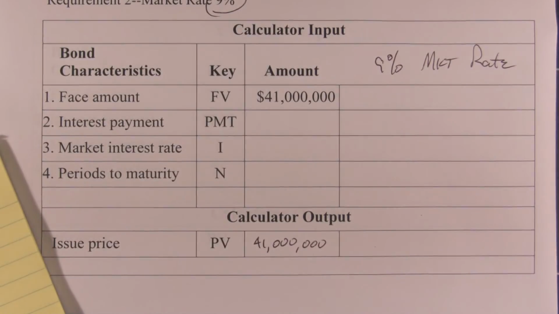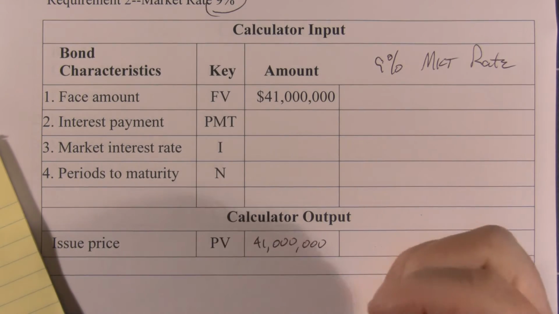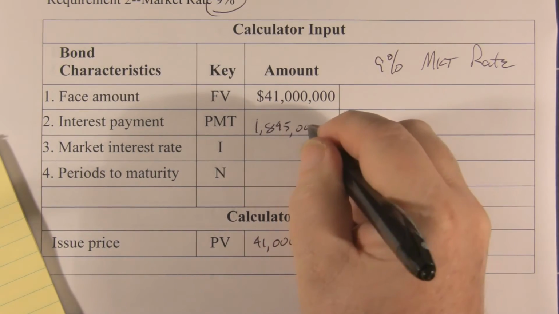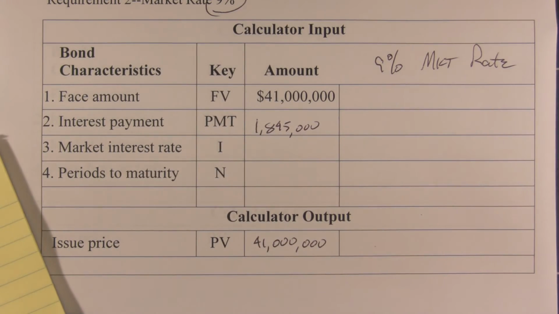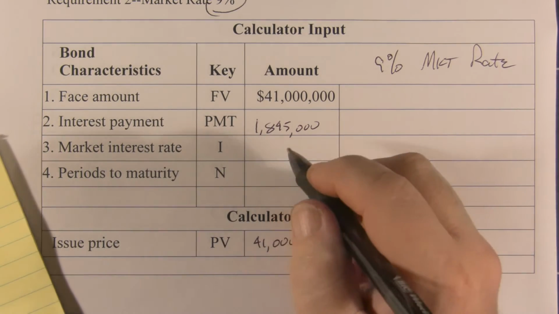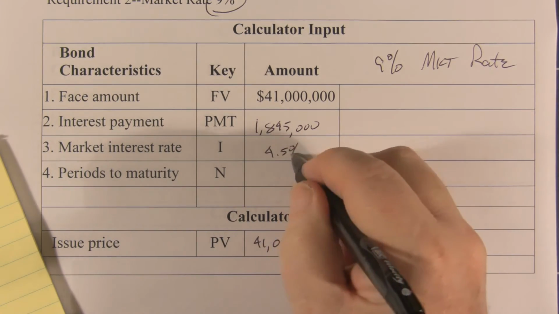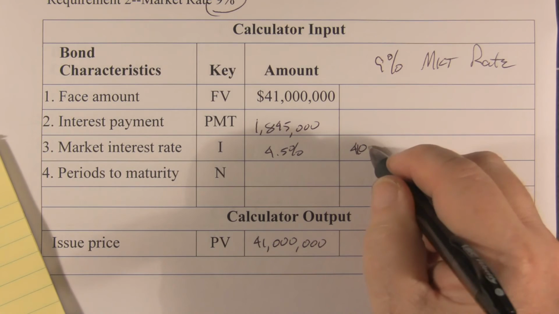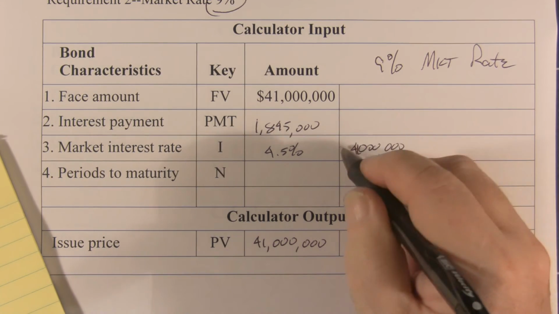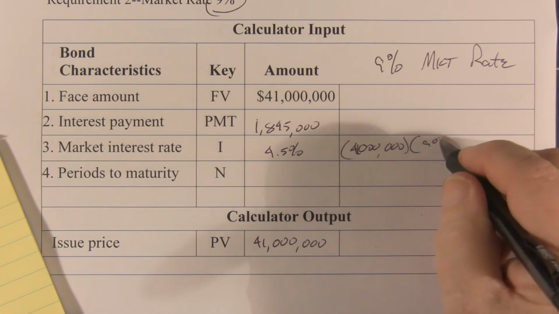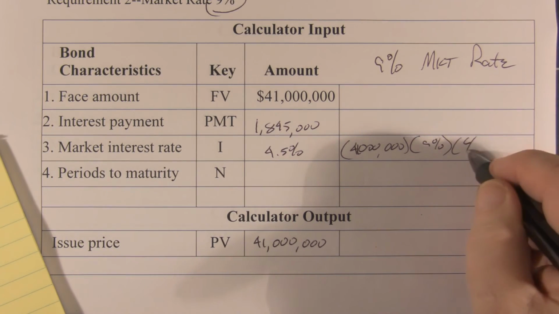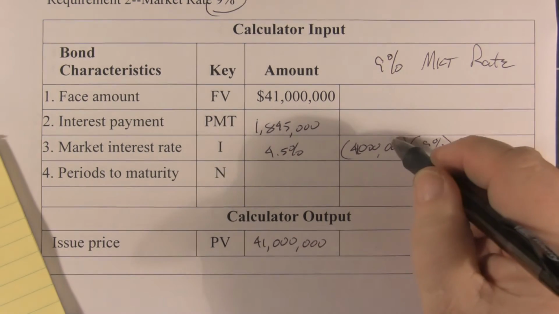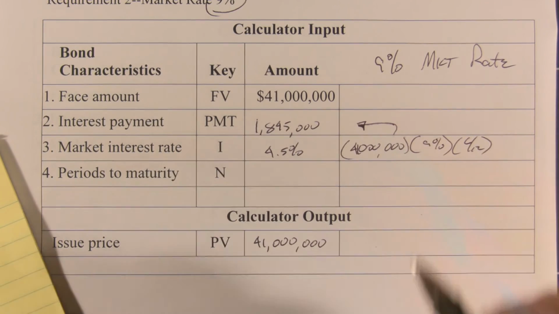So the payment is still $1,845,000. The market interest rate happens to equal ours exactly. It's 4.5%, which, as you remember, is 41 million times 9% times 6/12. So that's 4.5%. And that's how we come up with that number right there.